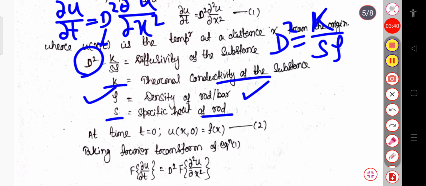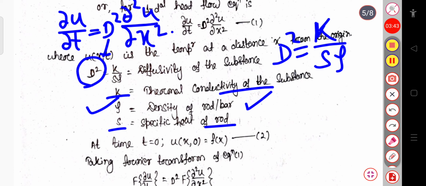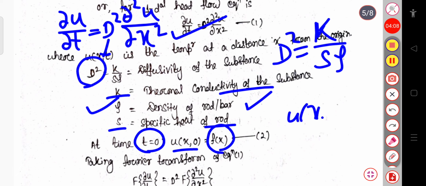Now we know, to solve any differential equation like this, we need some boundary condition so that we can calculate the value of u. For this particular question, I am considering that our boundary condition is, at time t equal to 0, u(x,0) is equal to f(x). That is, at t equal to 0, this u(x,t) becomes u(x,0), and its value is f(x).